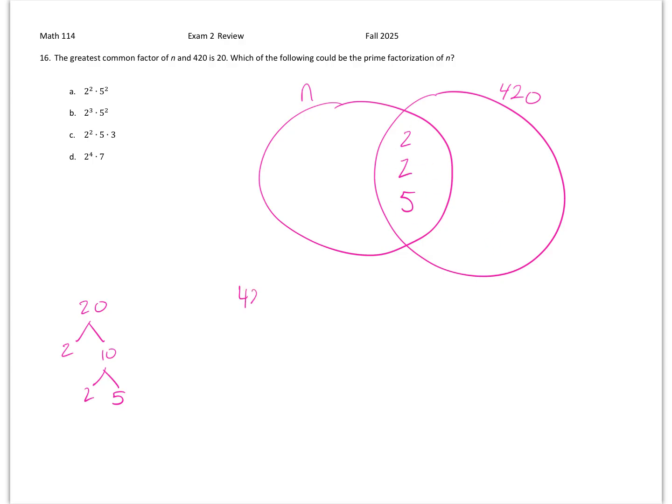So I'm going to start with 420 and find its prime factorization. I've got 2 and 210, 2 and 105, and then 5 and 21, and finally 21 is 3 and 7. So the prime factors I have already accounted for: I have a 2, a 2, and a 5. So that one's in, and that one's already in. I just need to add a 3 and a 7 to my 420.